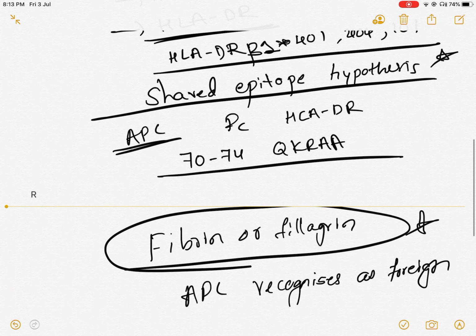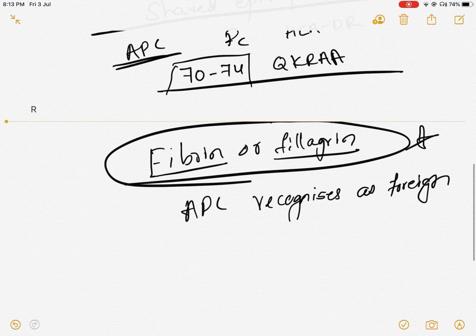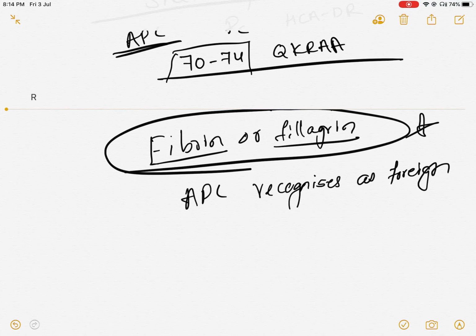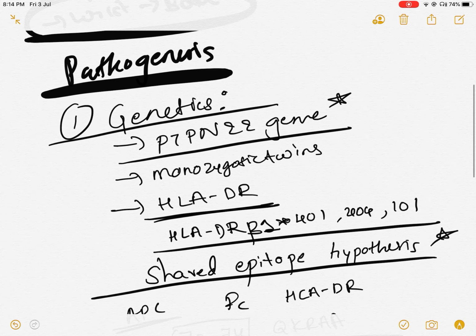That is the shared epitope hypothesis, which states that the HLA-DR on the antigen presenting cell between positions 70 to 74 of amino acid is mutated. The new mutation is QKRAA. Whenever the antigen presenting cell takes up the normal molecules present in the joints, such as fibrin or filaggrin, these are recognized by the antigen presenting cell as foreign because of this mutation which is present on the antigen presenting cell and not in this molecule. As a result, it triggers autoimmunity. Okay. This is the first mechanism, that is genetics.